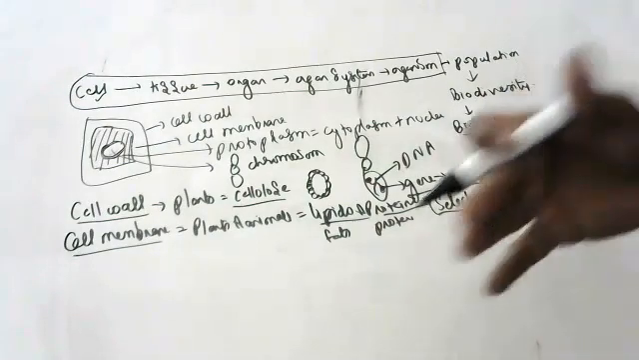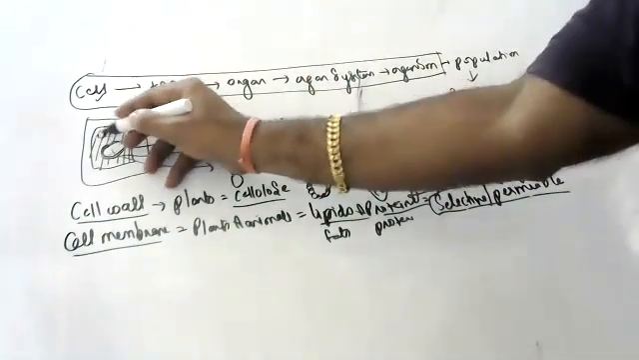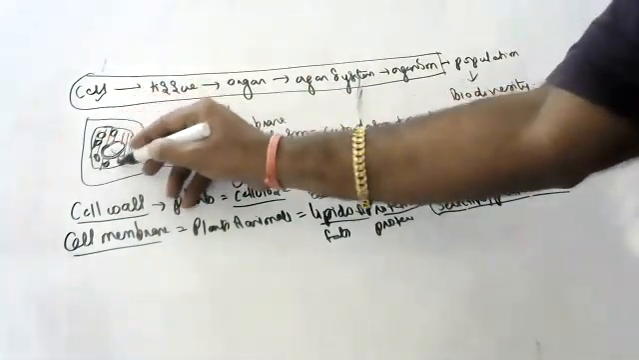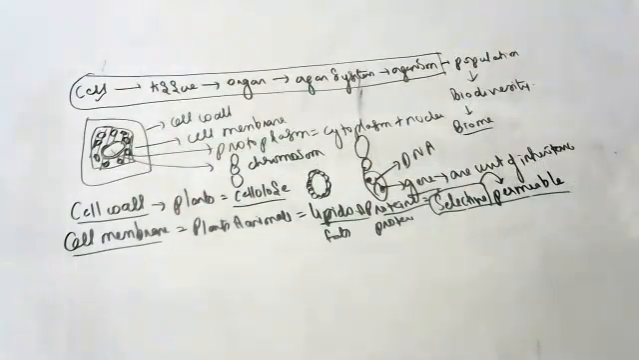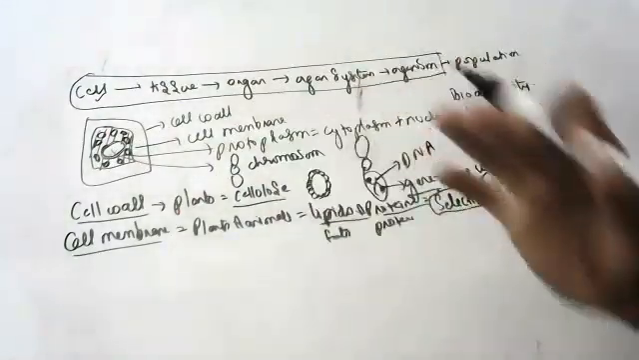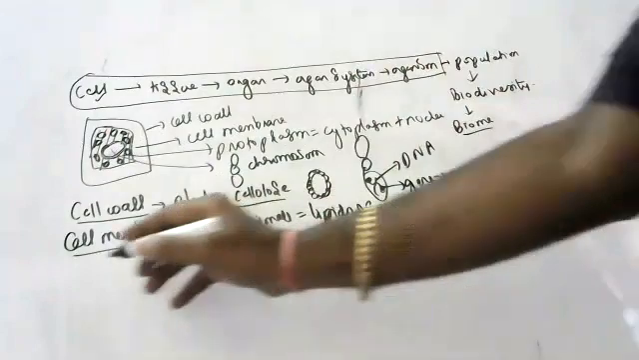Inside the cell membrane, you have cytoplasm. Inside the cytoplasm, so many cell organelles are present. In detail about cell organelles, we'll study in 9th class. Just I will give the picture of all cell organelles.